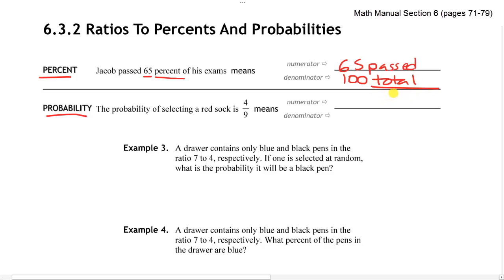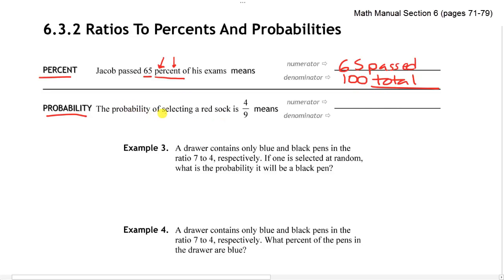Our denominator in a percent question is a total, and that total happens to be, when we're dealing with percents, 100. That, again, is where the word percent comes from. Over 100, divided by 100, out of 100. That's what percent means. Probability is very similar.